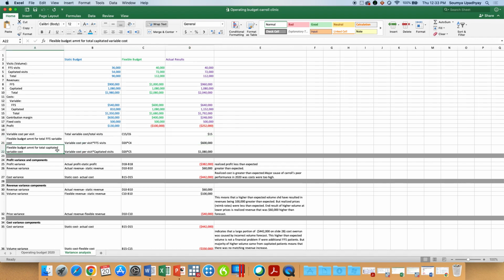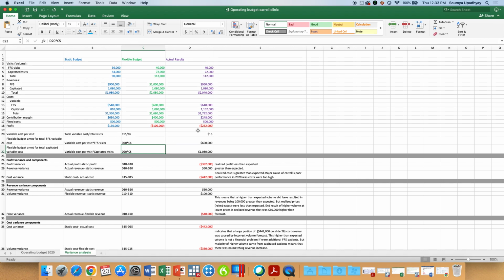Flexible budget amount for total capitated variable cost is variable cost per visit, but now you multiply it with capitated visits instead of fee for service visits like here, and that gives you 1.08 million when you multiply the values in D20 and C5.